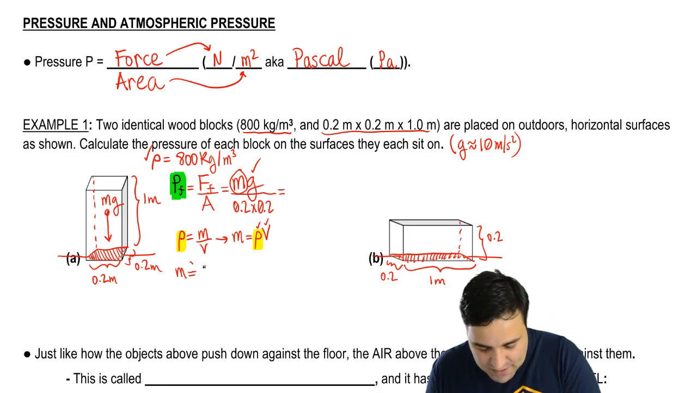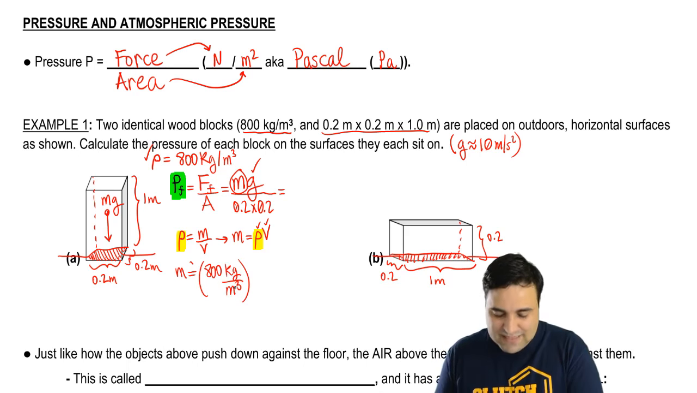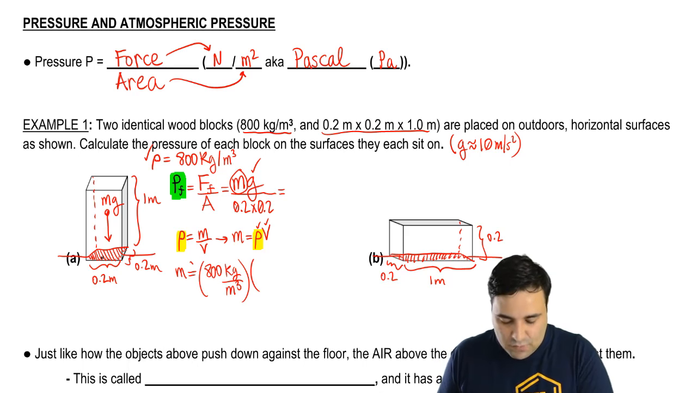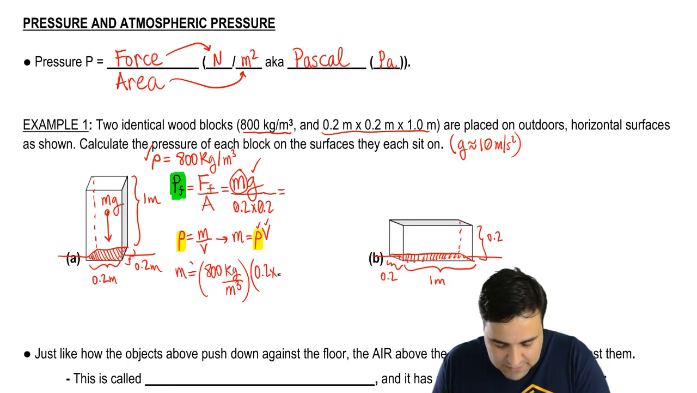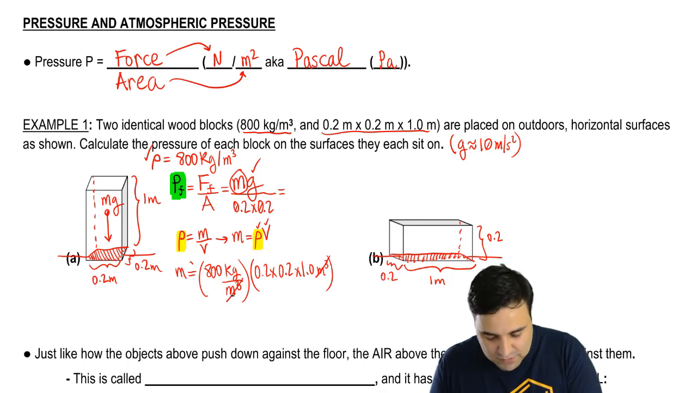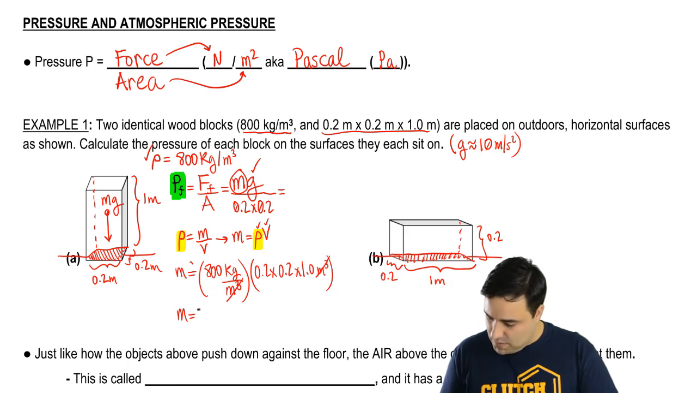Mass is gonna be density, which is 800 kilograms per cubic meter. Remember to always put units like this, so it's easier to cancel, times the volume. The volume is just the three sides multiplied. So 0.2 times 0.2 times 1.0. And because this is meter, meter, meter, this is cubic meter. And this is nice because cubic meter cancels here and we end up with the mass. The mass will be 32 kilograms.